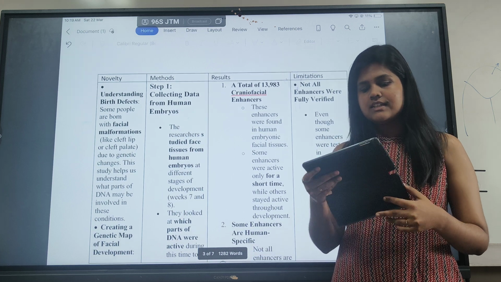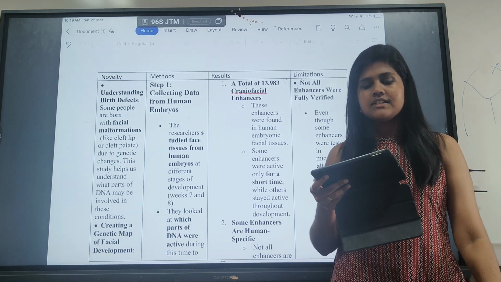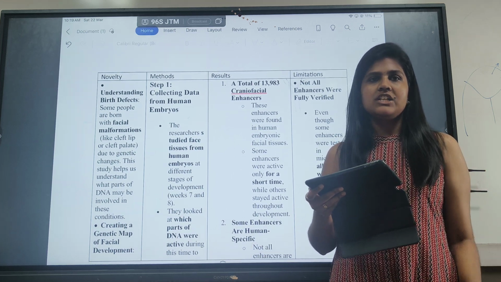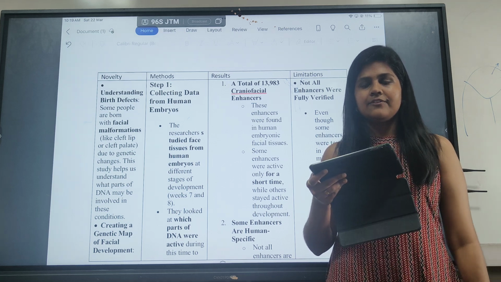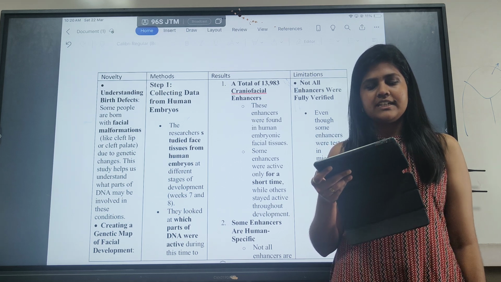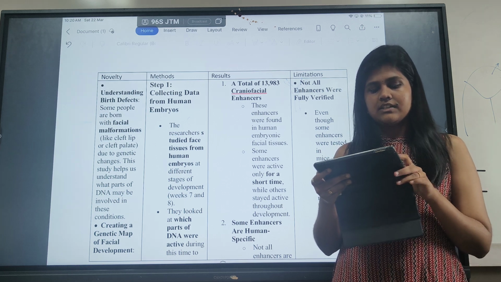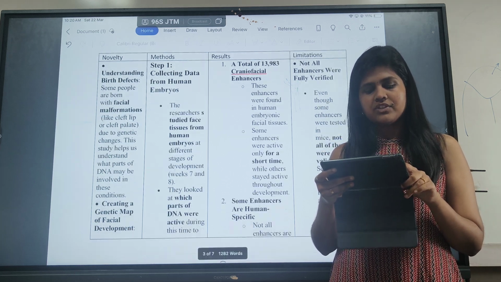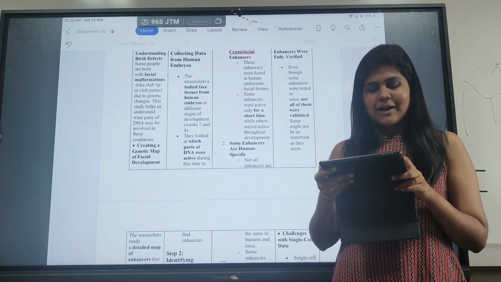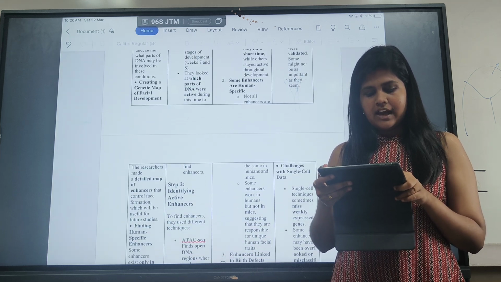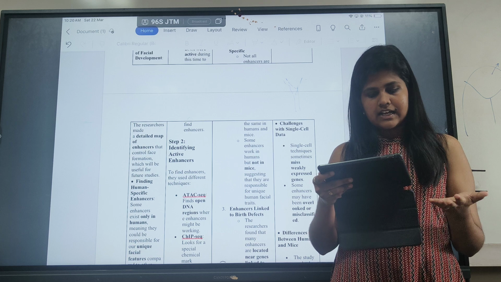So in this study, the novelty is understanding the birth defects. Some people are just born with facial malformations, like the cleft lip or the cleft palate, due to the genetic changes. So what they have done is study what part of the DNA may be involved in these conditions. So creating a genetic map of facial development and finding human specific enhancers.